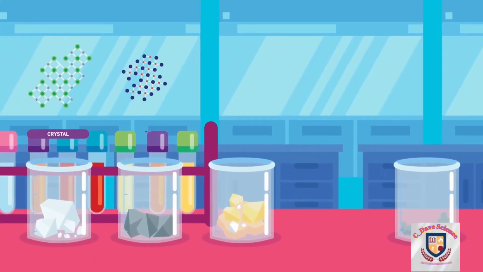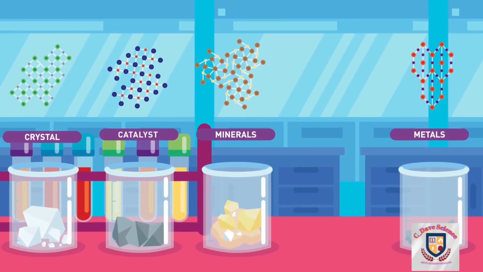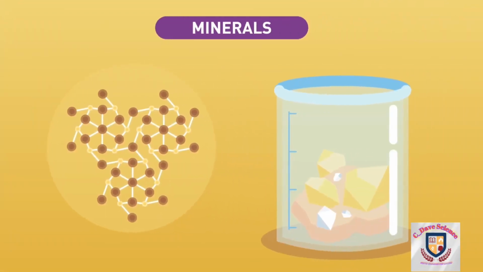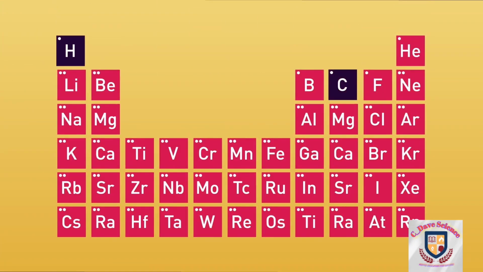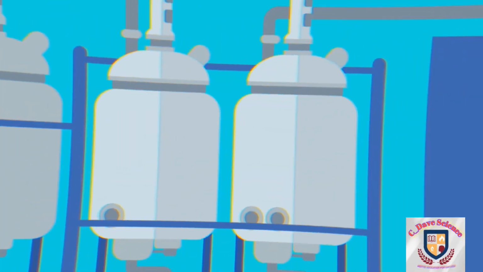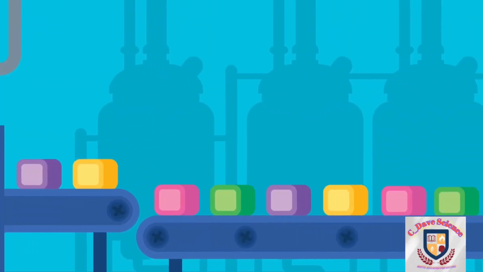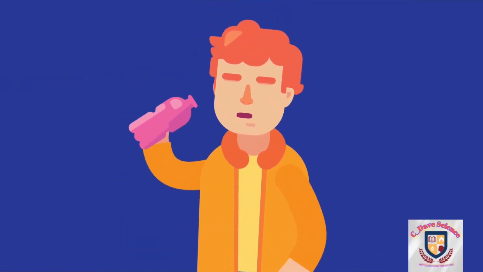Those compounds that do not contain a carbon-hydrogen bond. Compounds studied by inorganic chemists include crystal structures, minerals, metals, catalysts, and most elements on the periodic table. Industrial chemistry. Industrial chemistry is the branch of chemistry which applies chemical and physical processes towards the transformation of raw materials into products that are of benefit to humanity.